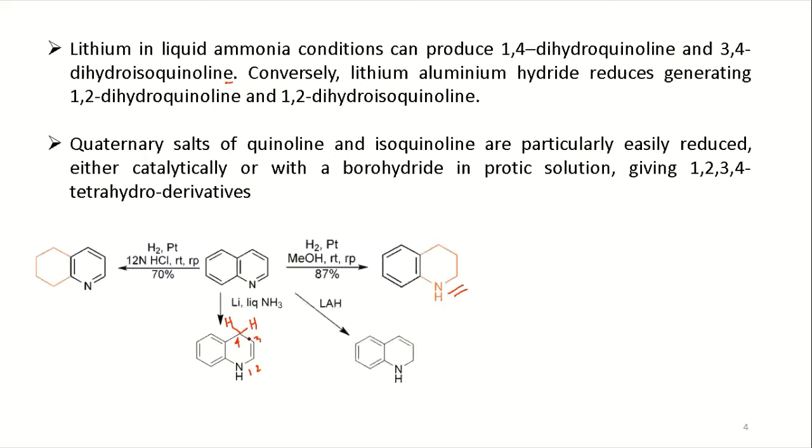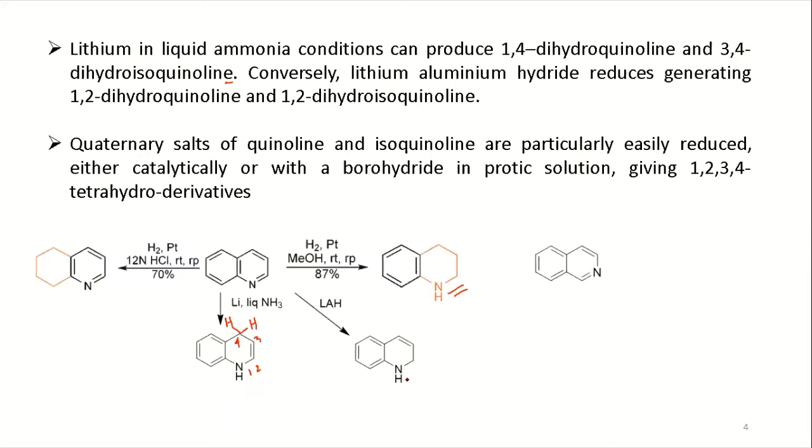Okay, and the fourth one is the LAH reduction. So LAH reduction will be at the 1, 2 position, and that is because you have lithium aluminum hydride. Lithium will first coordinate with the nitrogen, and that makes the aluminum hydride close to the 1, 2 position. So your reaction will take place at 1, 2. Okay, so that is very well known.